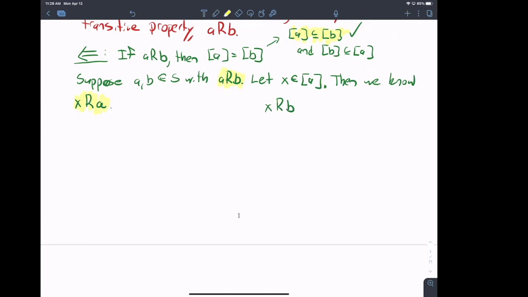So if X is related to A, we know that A is related to B, and by the transitive property, B would also be related to X. Yep, that's right. So a transitive property here, and we actually don't need to finagle anything around. It's already set up like that. So I know that X is related to A is related to B. That's going to tell me X is related to B.